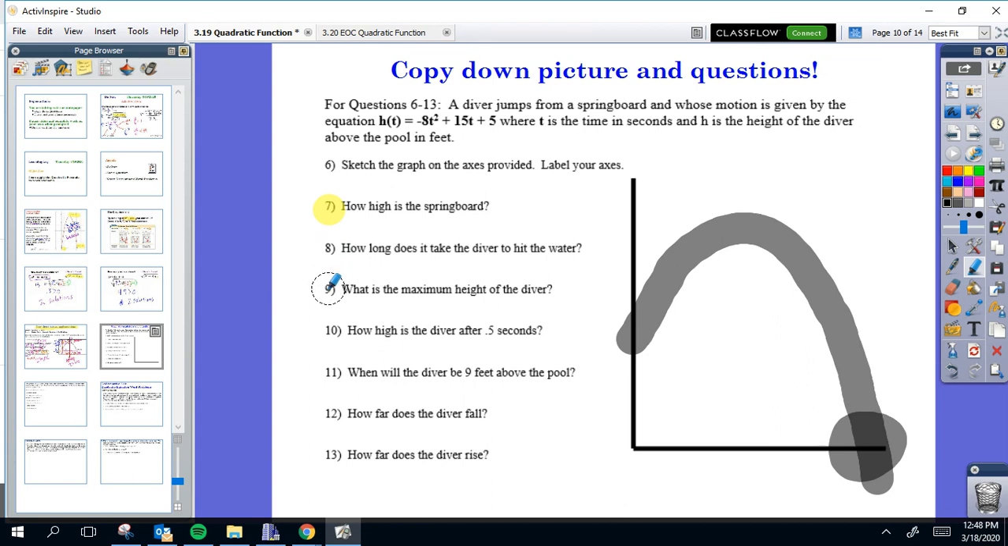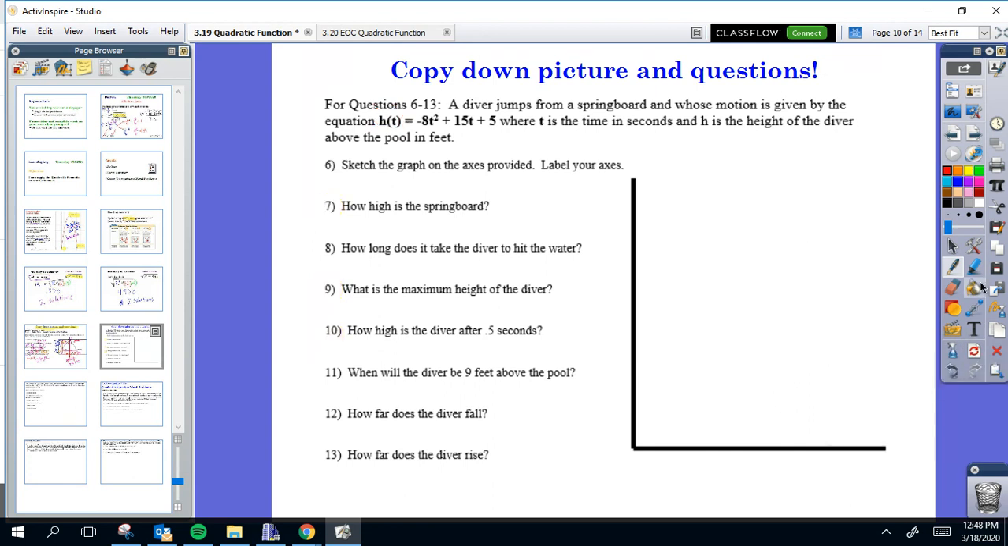The maximum height of the diver, well, that's just my vertex equation. I can solve that. Number 10, how high is the diver after 5 seconds? I'm just plugging in a t value. I can do that first. When will the diver be 9 feet above the pool? That one's a little bit more difficult because I'm plugging it in for the y value and solving. So I'm going to hold off on that. How far does the diver fall, and how far does the diver rise? That one's going to be dependent on the graph. So we're just going to do 7, 9, and 10 to begin. All right, so we're going to come back to this.